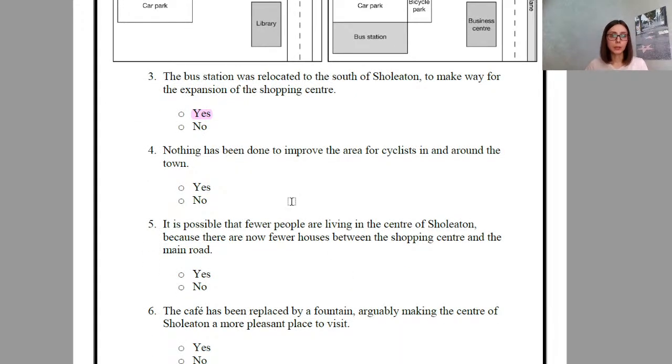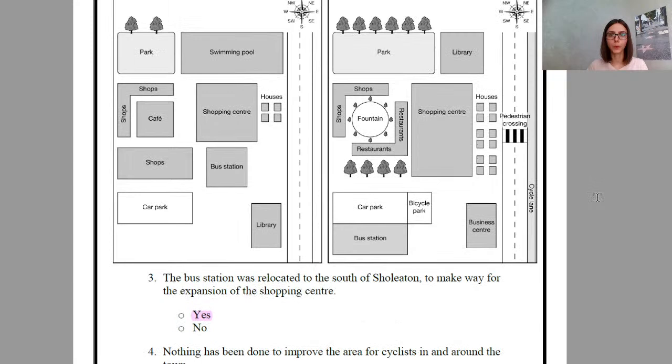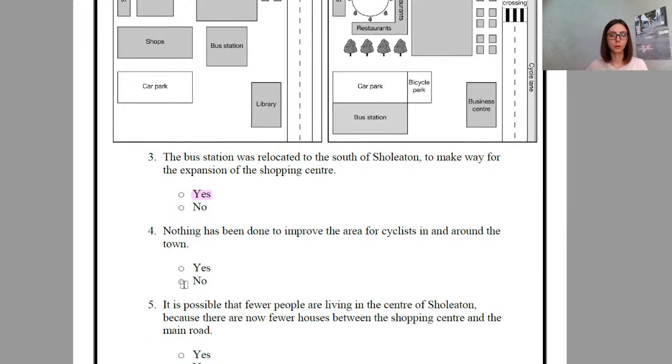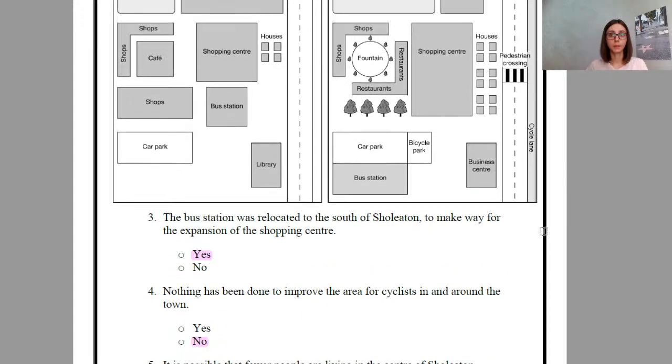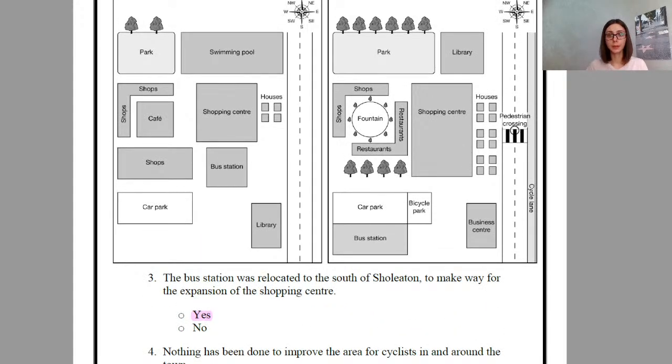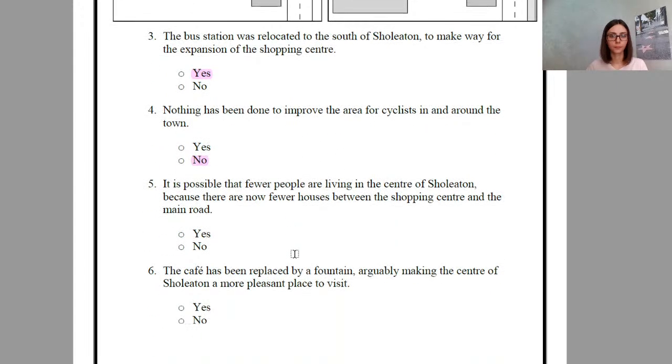All right, number 4. Nothing has been done to improve the area for cyclists in and around the town. So is it true or false? So nothing has been done to improve the area for cyclists. Let's look at the map one more time. Of course, it's not true, because we can see the pedestrian crossing and the cycle lane, and they didn't exist before.